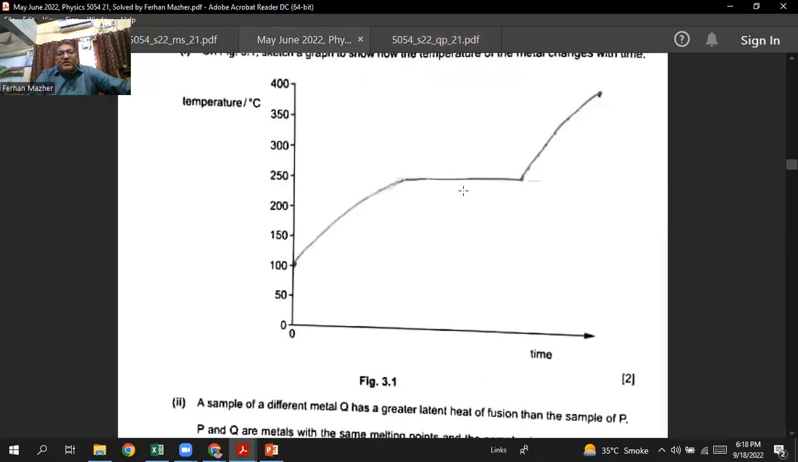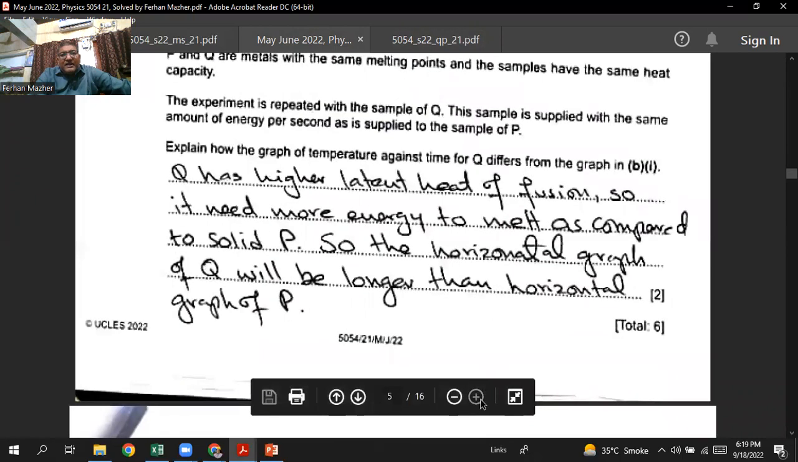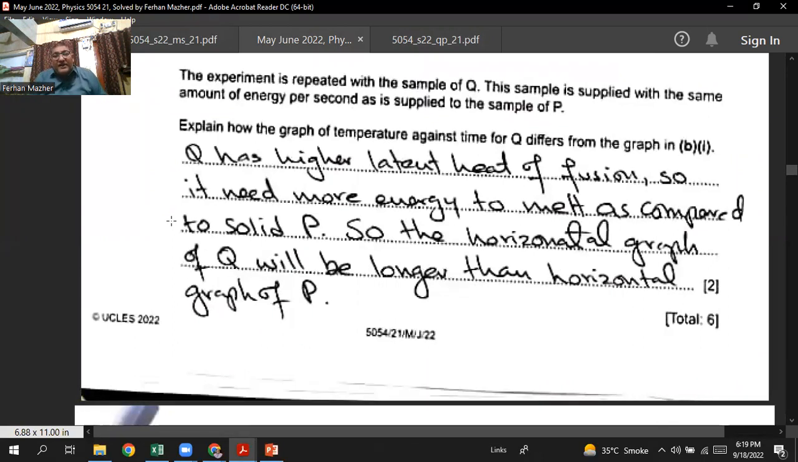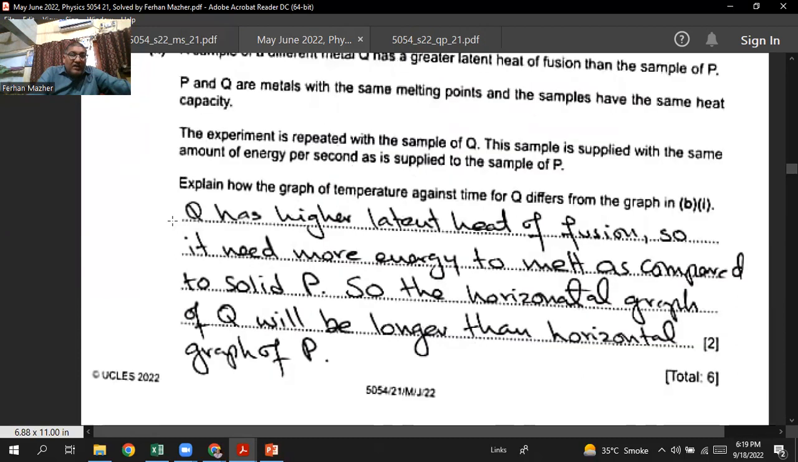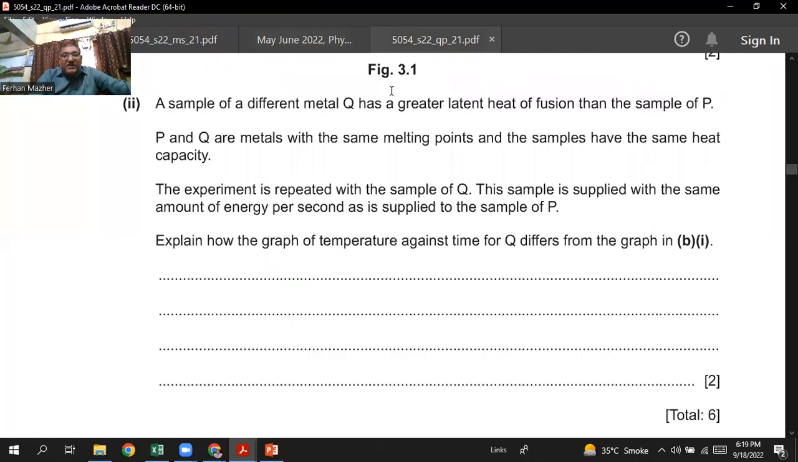So the graph will be, you see this horizontal portion for the sample Q, this horizontal graph, which is at 250 degrees centigrade, and that will be longer. Okay, so look at my answers. I have written the answers. Q has higher latent heat of fusion, so it needs more energy to melt as compared to solid P. So the horizontal graph of Q will be longer than the horizontal graph of P. This horizontal graph on the temperature time graph will be longer for Q.